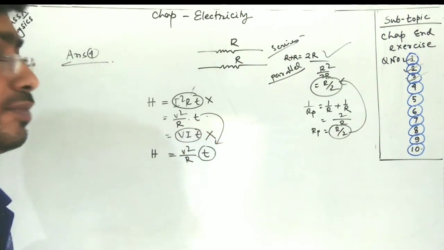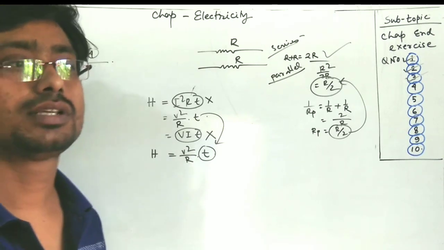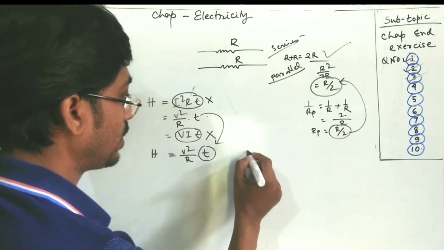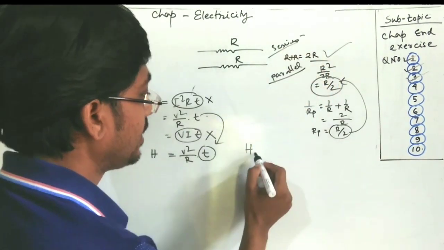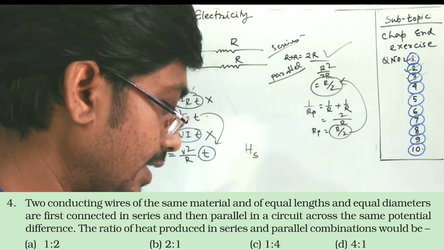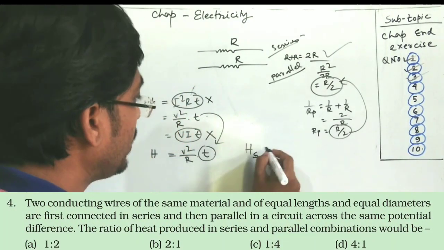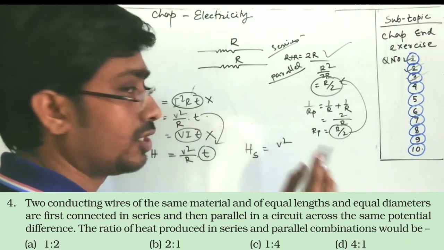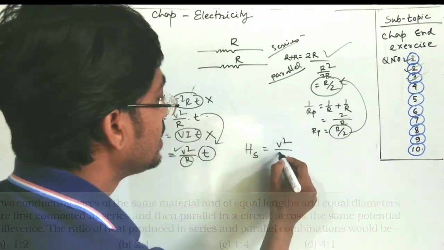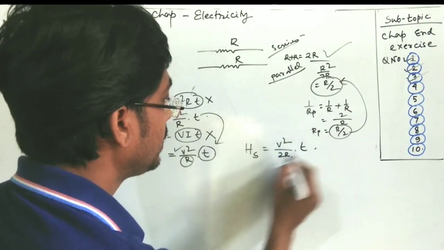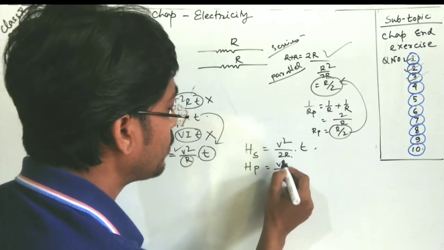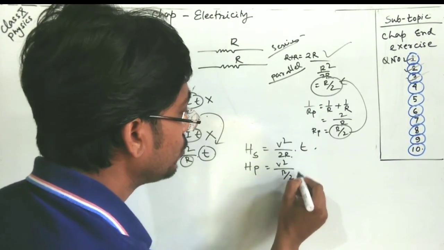If these experiments are performed for equal time, that means under the same amount of time, you have to find the ratio of heat produced for the series and parallel. So for the series case, HS will be V square, the voltage difference being the same for both. R will change: for series it will be 2R, into T. For the parallel combination, it will be V square, the same voltage difference applied, so it will be R by 2 into T.